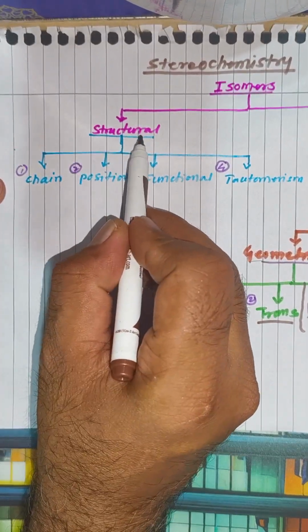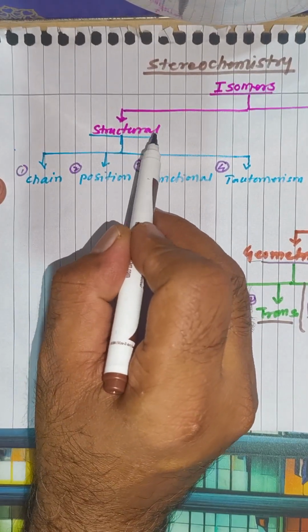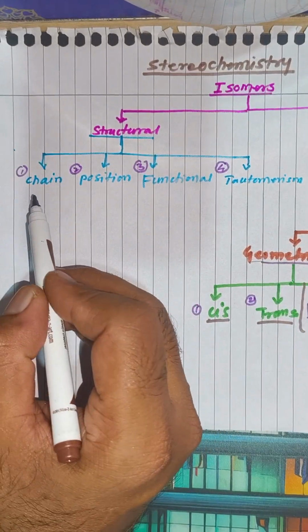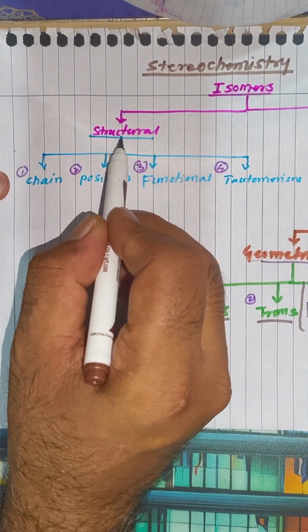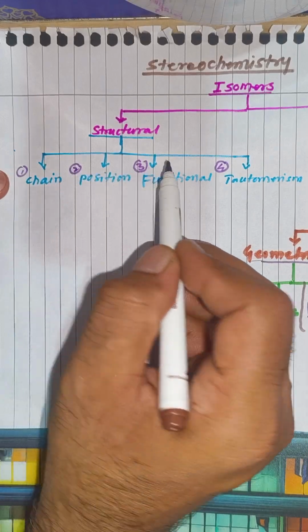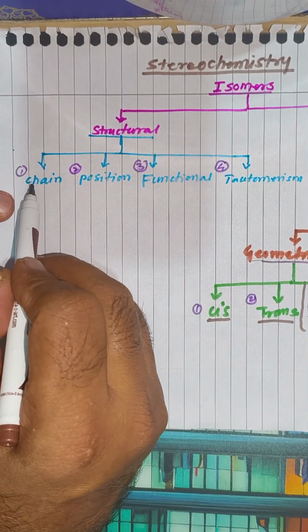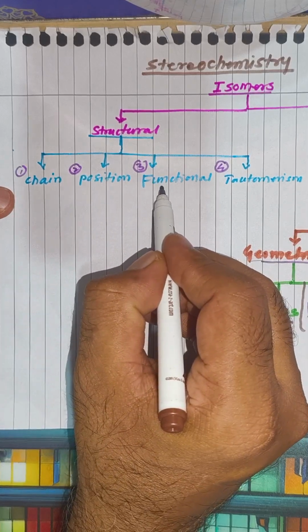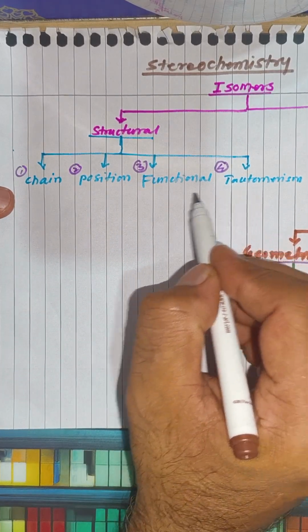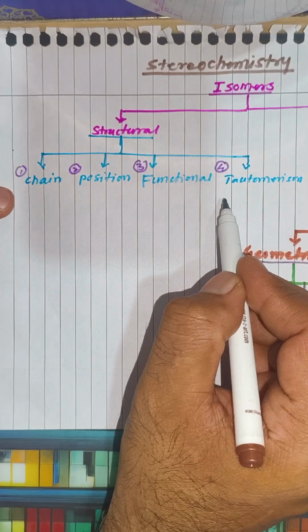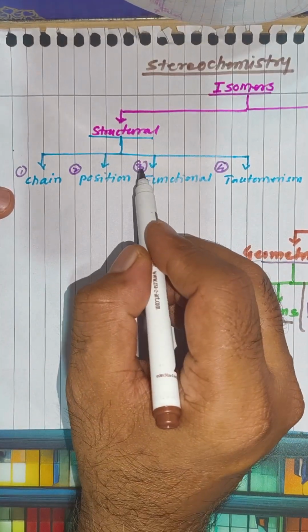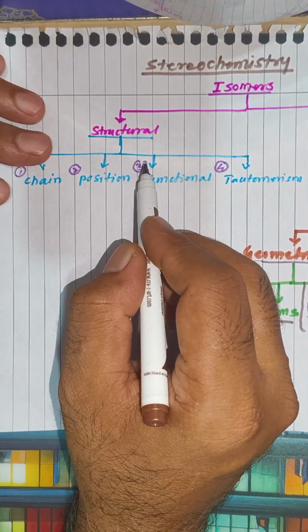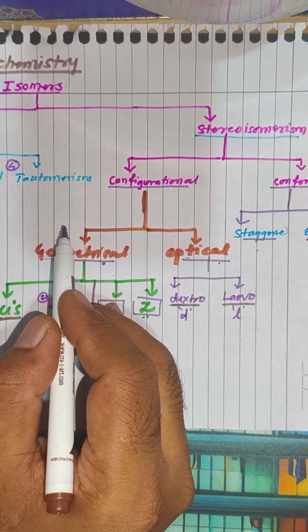The compounds have the same molecular formula but differ in the arrangement of atoms in a molecule. In what way are they different? Structural isomerism is divided into the following types: chain isomerism, positional isomerism, functional isomerism, tautomerism, metamerism, and ring chain isomerism. So there are different types of structural isomers.